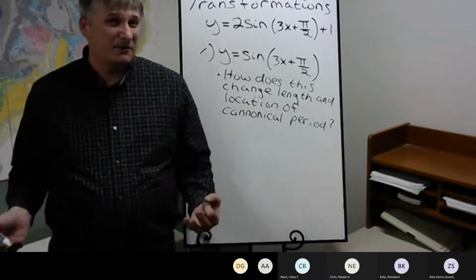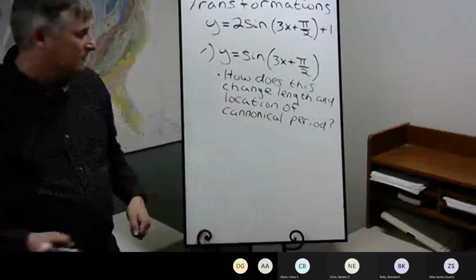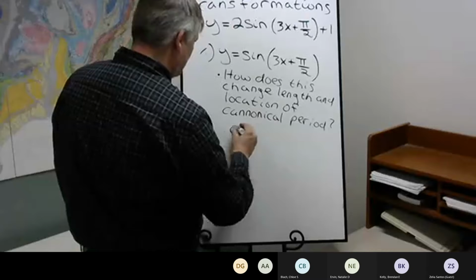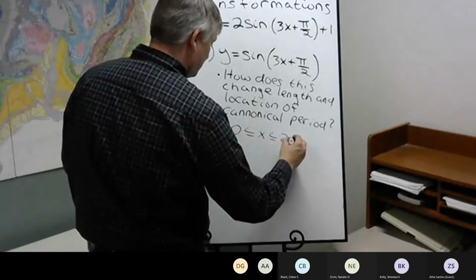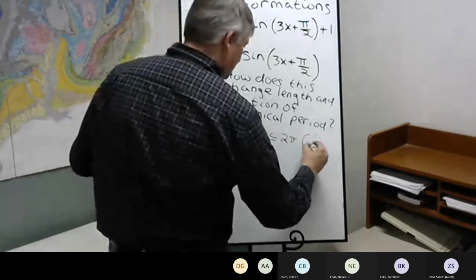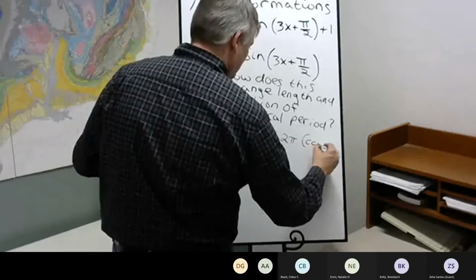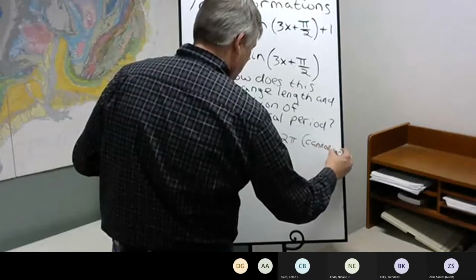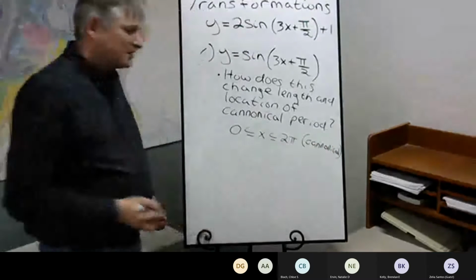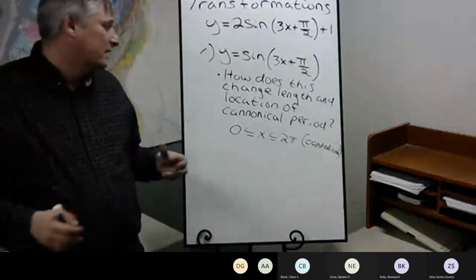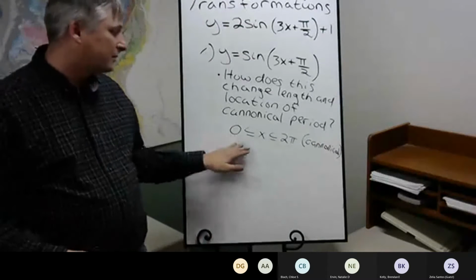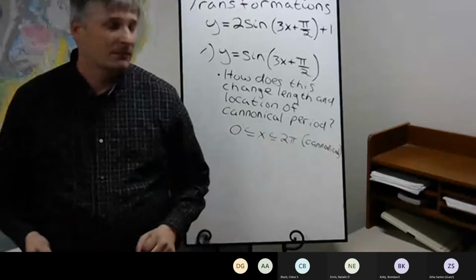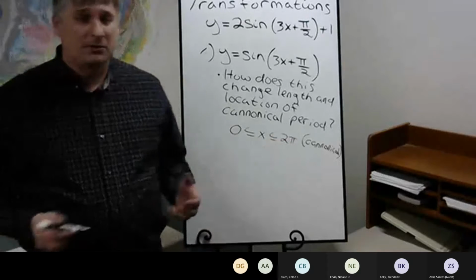So this is how we're going to figure this out. So that's the canonical period. It's 2 pi units long, and it's located from 0 to 2 pi. So what we're going to do is this.